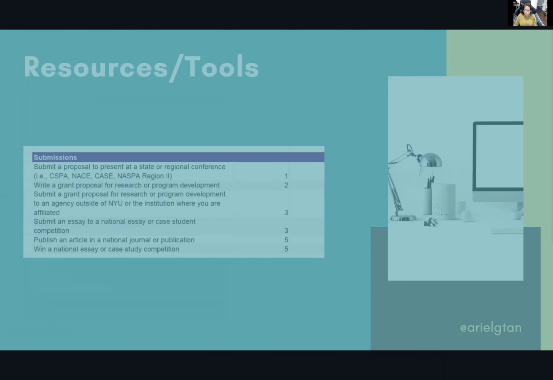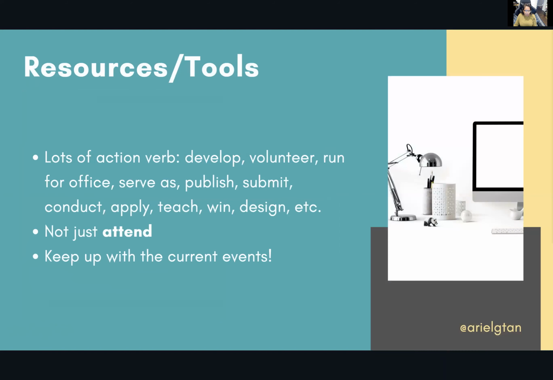grant proposal, etc. And the point I'm showing this whole thing is to emphasize that there's lots of action verbs, more than just attend. There's develop, volunteer, run for office, serve as, publish, submit. So more than just attend something. The idea is that being a part of an association gave you access and resources, but you also have to do something with those access and resources, whether that's volunteering your time and submitting proposals, etc.